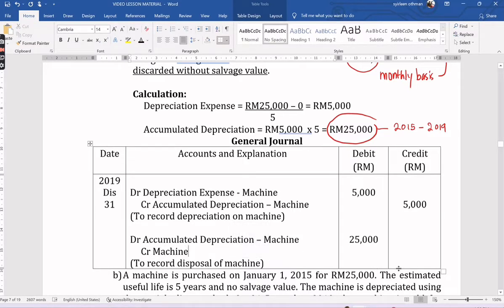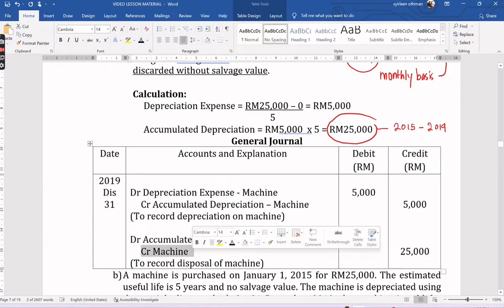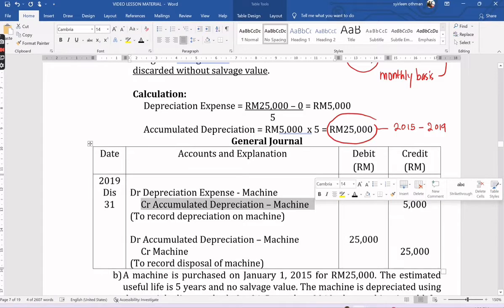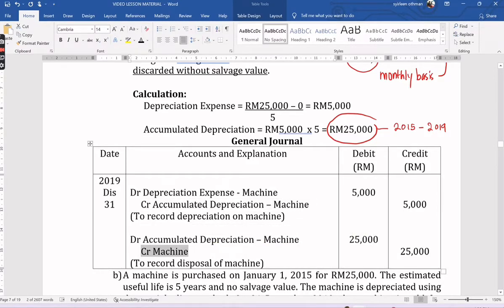So earlier as I mentioned, we will close the machine account, so we will credit machine. And for a normal transaction, usually we would credit the accumulated depreciation account. But if you are to close the account, that means the entry will be vice versa, the opposite of it. Because we are closing the machine, we will debit the contra, so that we will close the amount, and the amount is 25,000. So automatically the ledger will become empty.